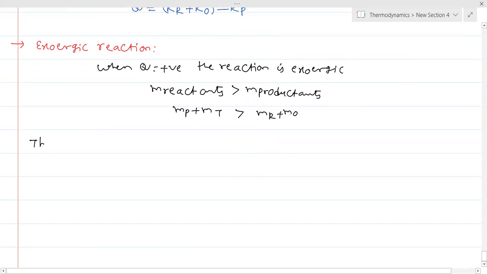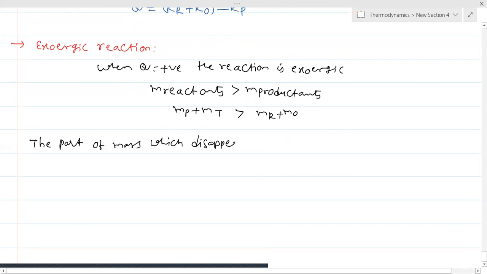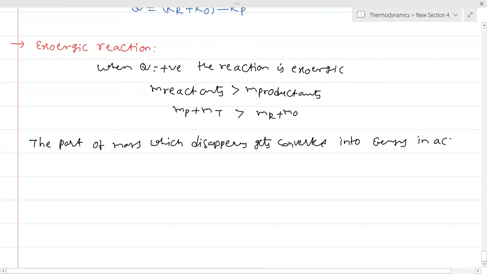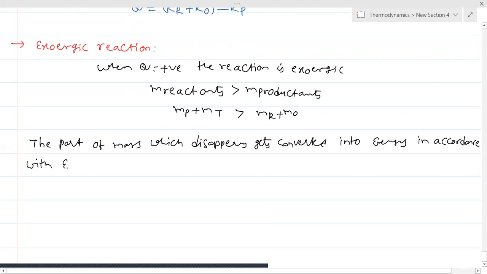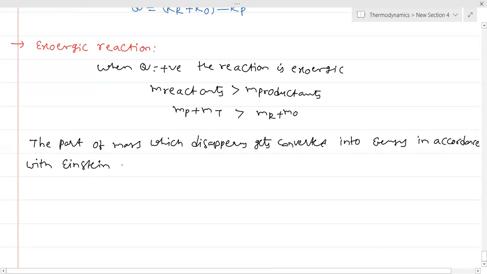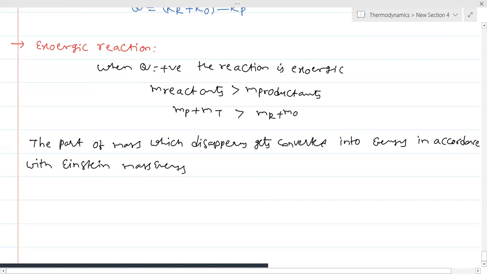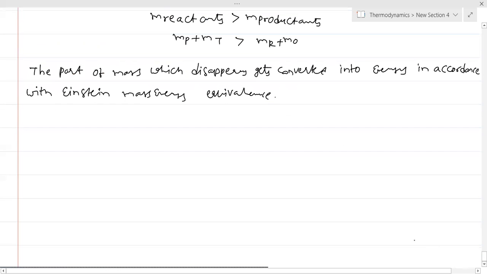So that means some part is missing. The part of mass which disappears gets converted into energy in accordance with Einstein's mass energy equivalence. So already we discussed this in our previous session. So the mass effect appears in the form of energy.